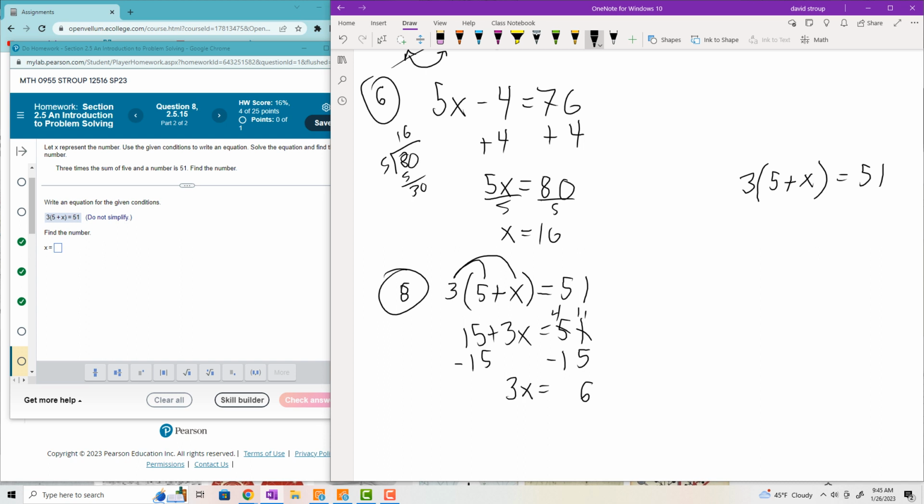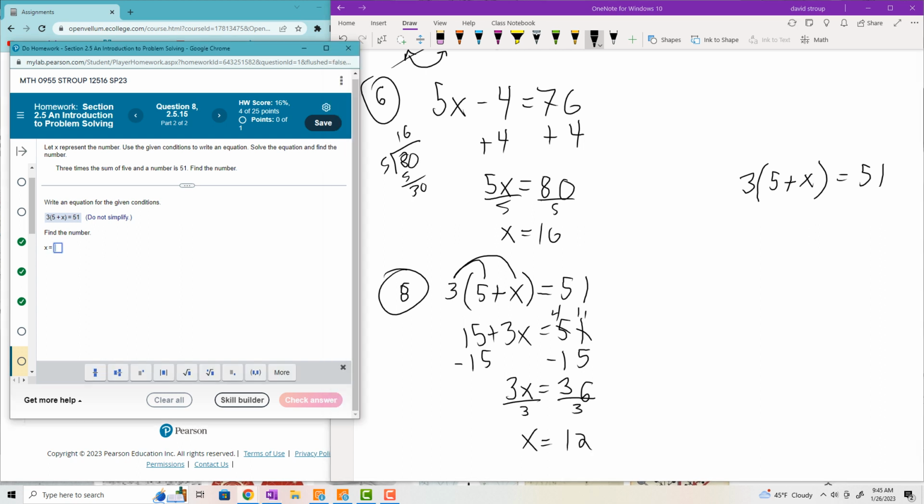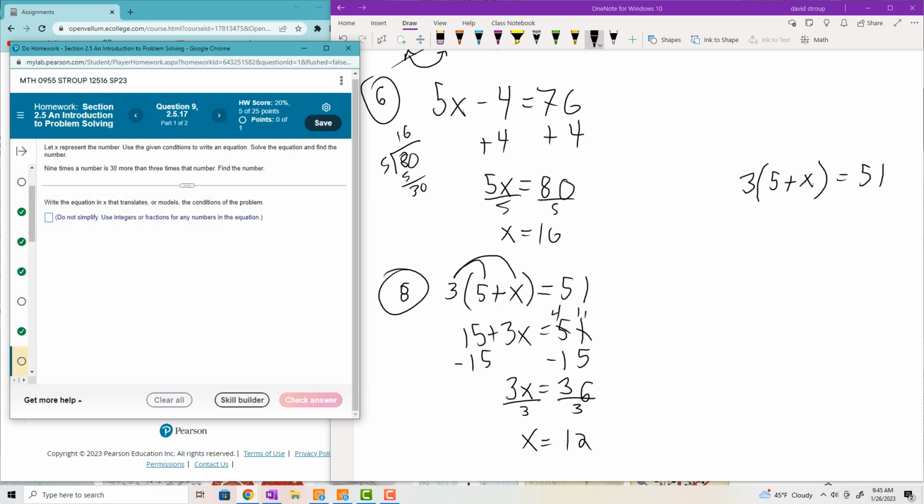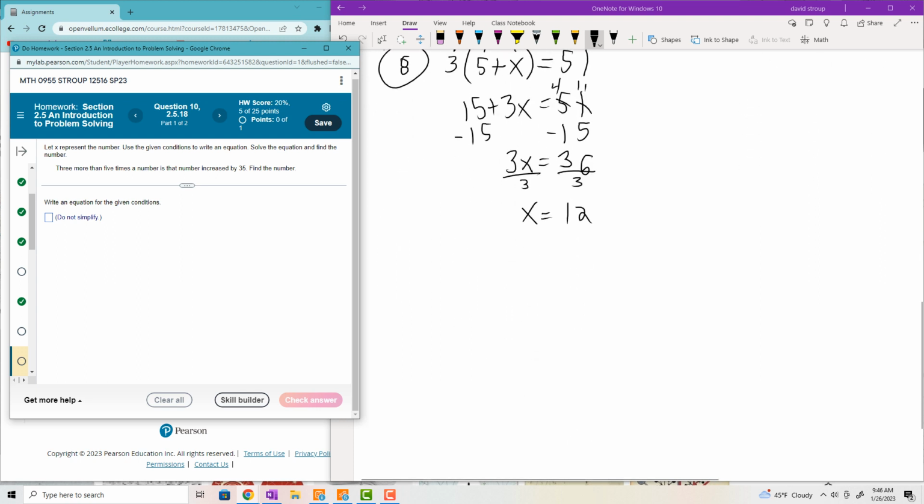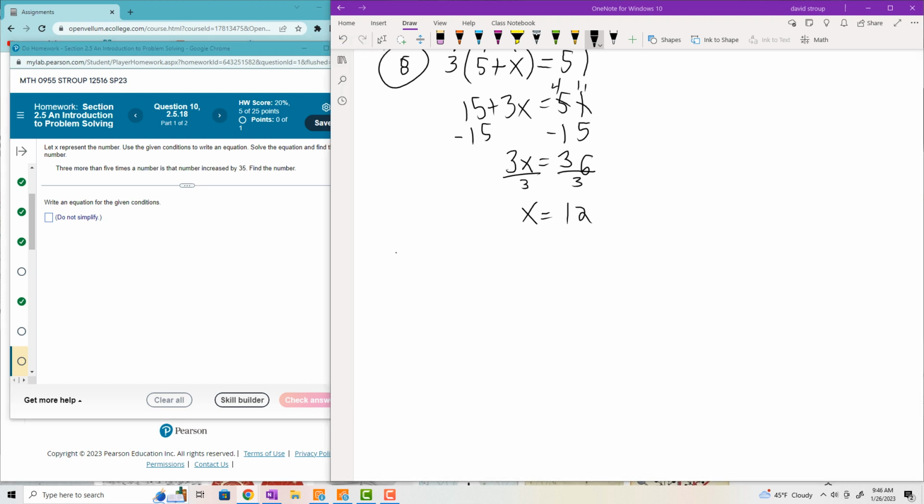All right, so 11 minus 5, 6. 4 minus 1 is 3. And then we want to divide both sides by 3. So we get x equals 12. 9 times a number is, so let's skip this one. Let's try this one. Okay, so this is number 10.